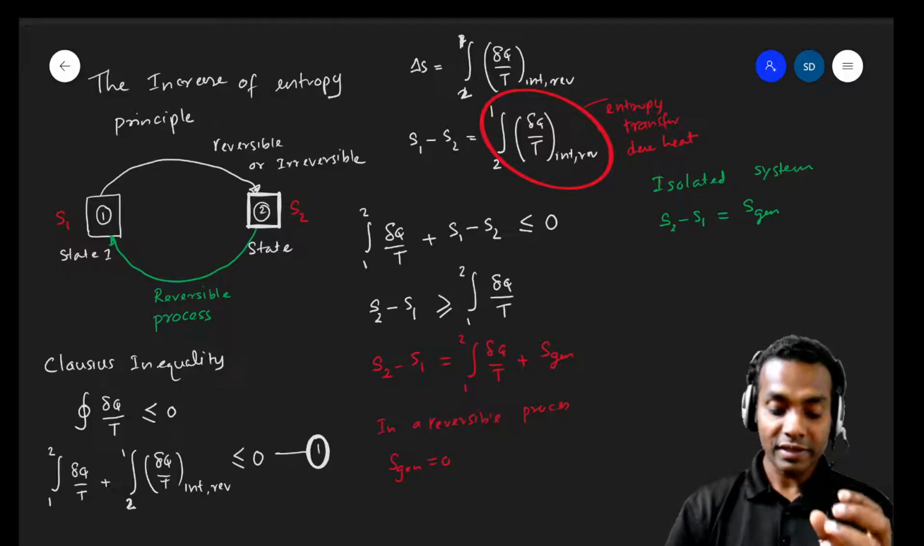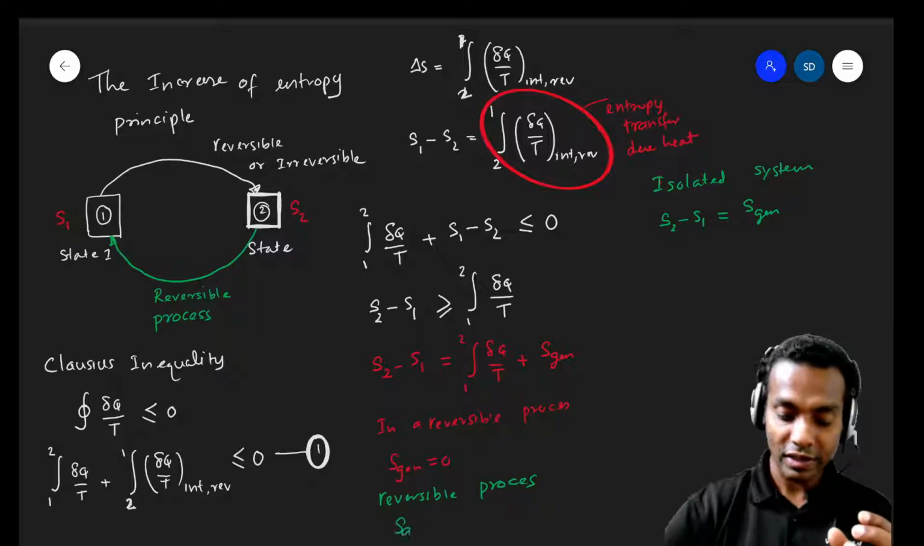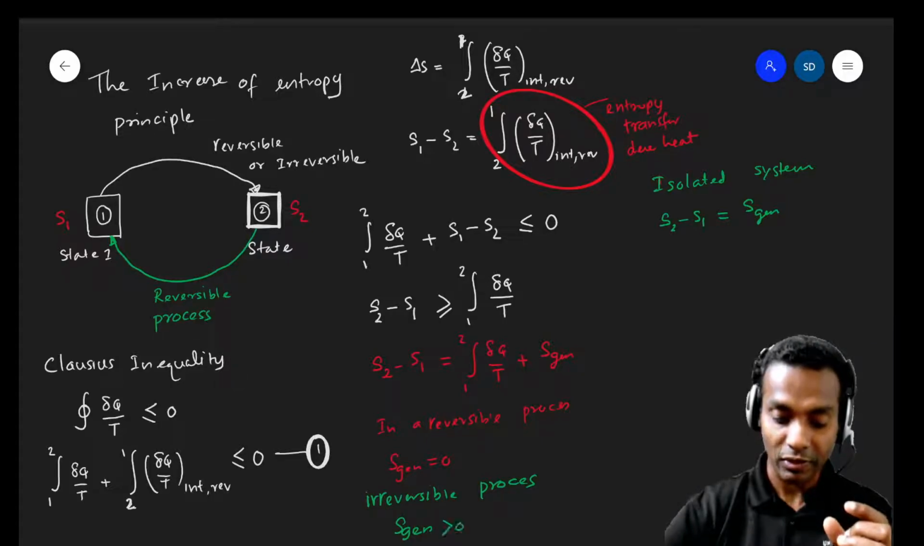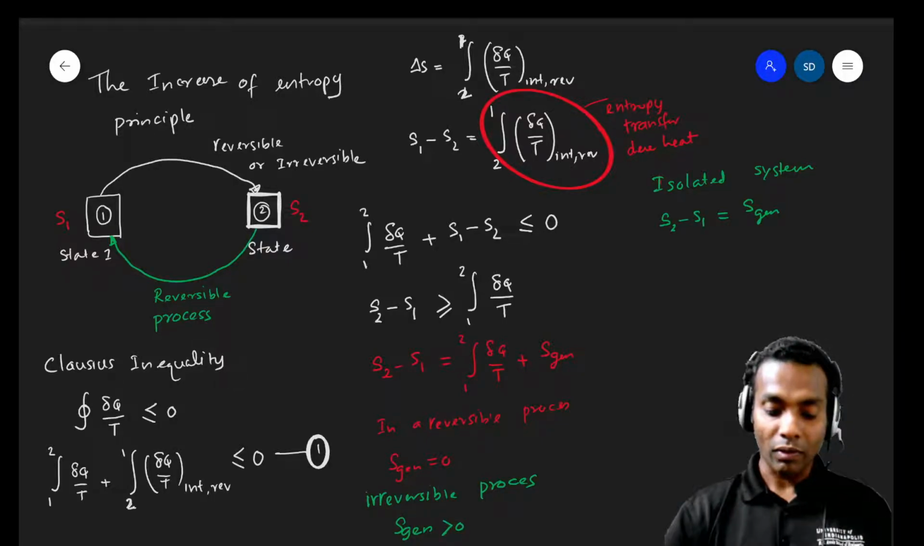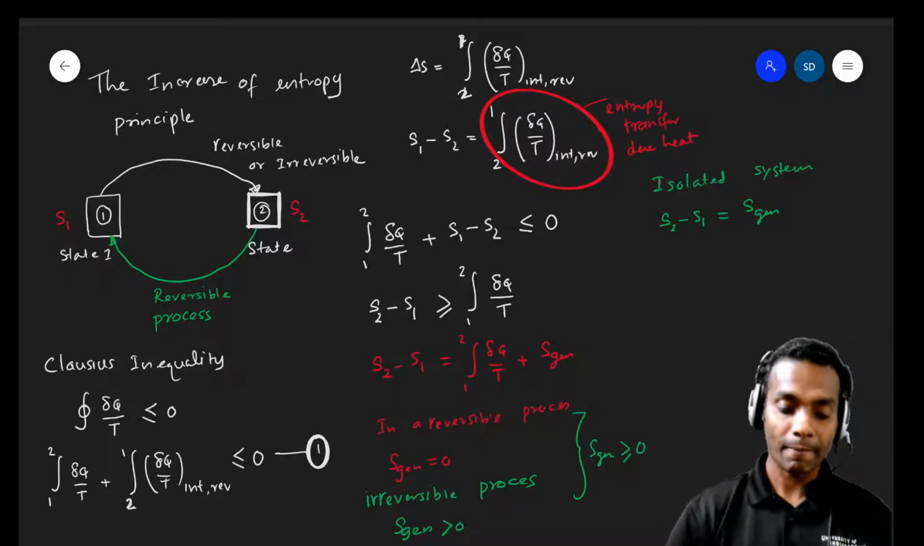Now entropy generation is a quantity, right? Because we figured out for a reversible process, S gen is 0, and for an irreversible process, S gen is greater than 0. So when you take these two into account, we can see that S gen is a quantity that is greater than or equal to 0.